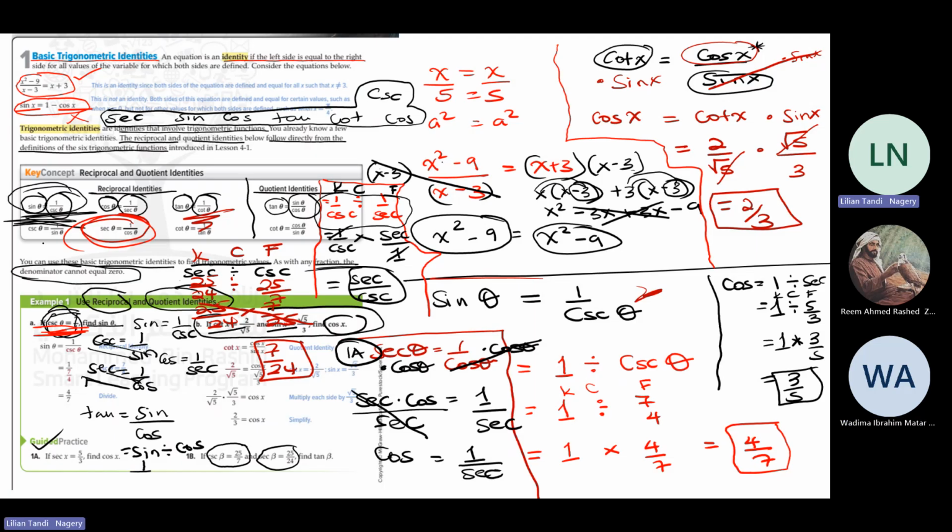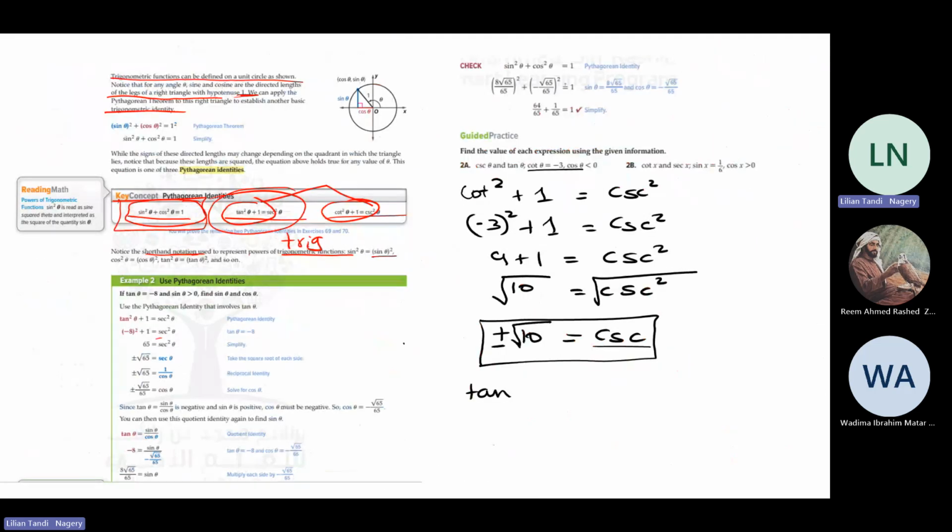Am I right? It's right. Tan equals 1 over cot. Yes, tan equals 1 over cot. We can use that, but we don't know cot. So we have to find cot. Oh, we know cot. Yes, we know cot. Cot is over here. Tan equals 1 over cot.